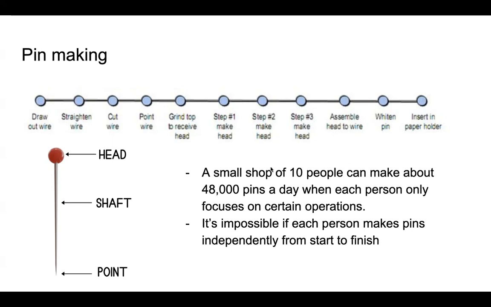So he mentioned that in a small shop of 10 people, they can make about 48,000 pins in a day if every one of them only focuses on a few of the operations mentioned above. It's impossible for them to produce that many pins if every one of them makes pins independently from start to finish.